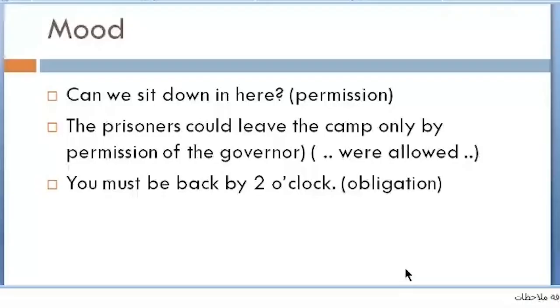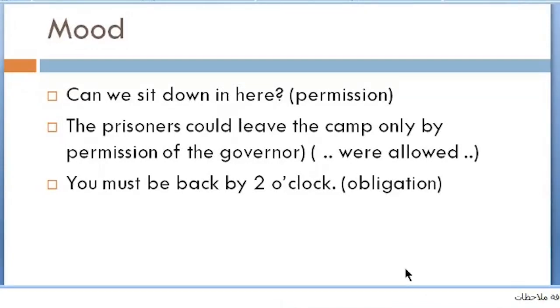Now in the third, you must be back by 2 o'clock. Here we have the modal auxiliary must, and the intended meaning is the obligation in the present. So you know that in English there are some modals that can reflect obligation: should, have to, must, ought to, and so on, depending on context, dear students. Depending on context, which is utilized by the intended meaning.